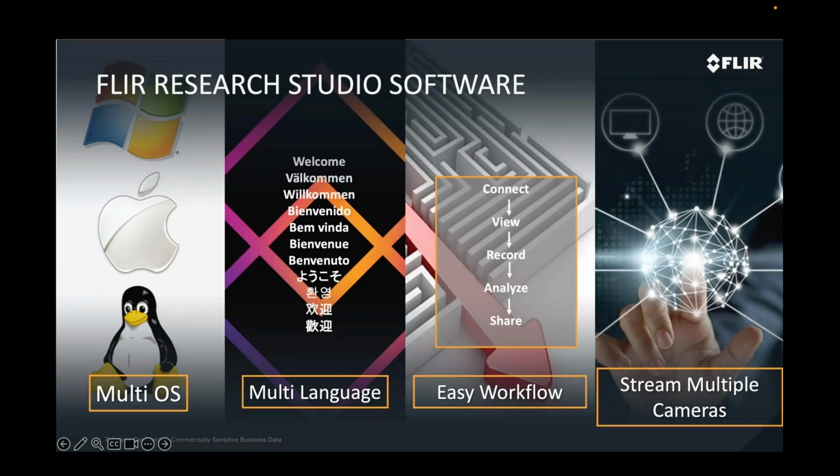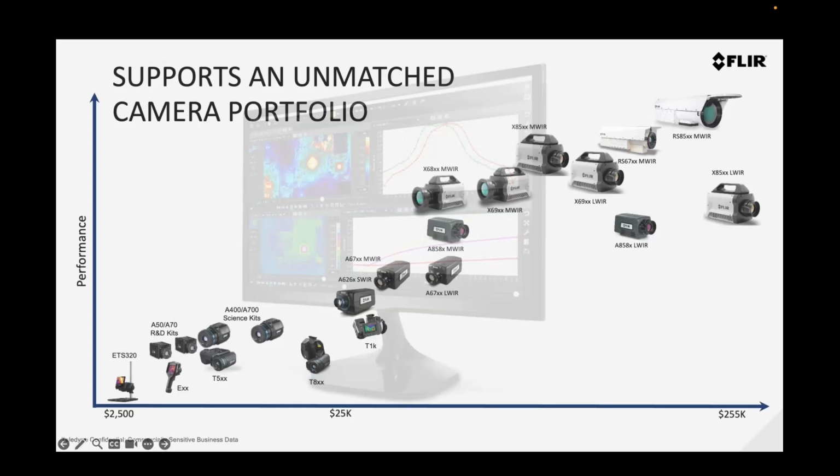Another huge value driver of Research Studio is this unmatched camera portfolio. Being FLIR and being Teledyne gives us access to vast technologies. And this isn't even all of them on this slide here, but you can see a researcher can start to learn about infrared in a university lab setting, right?